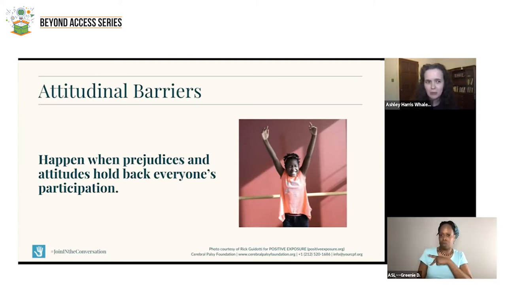These are attitudinal barriers. So these happen when prejudices, attitudes, biases, stigma, all of these things hold back everyone's participation. Again, my perspective, but probably the perspective of a lot of other disabled people, is that attitudinal barriers are often the hardest to surmount. Really, the enduring stigma that surrounds disability and surrounds disabled people still persists despite all the gains that we have made towards disability inclusion.